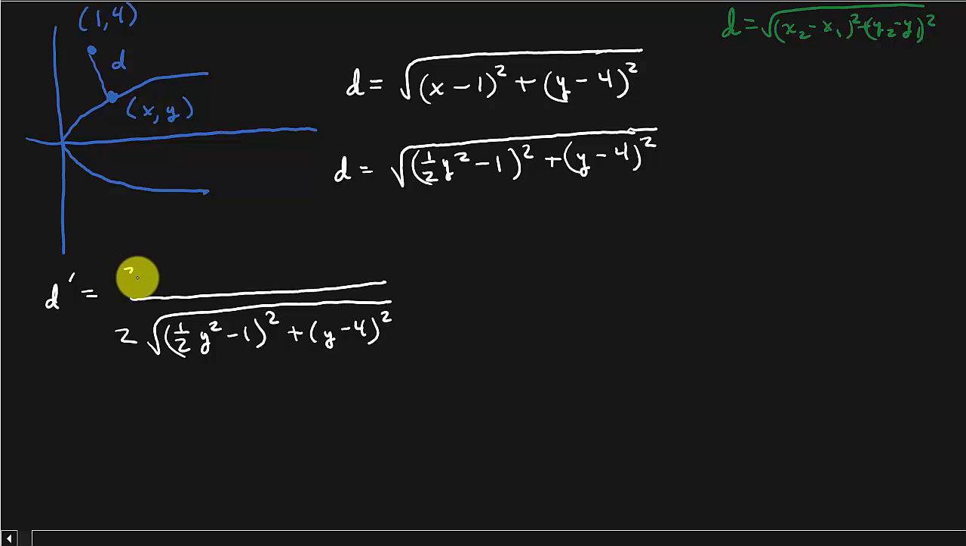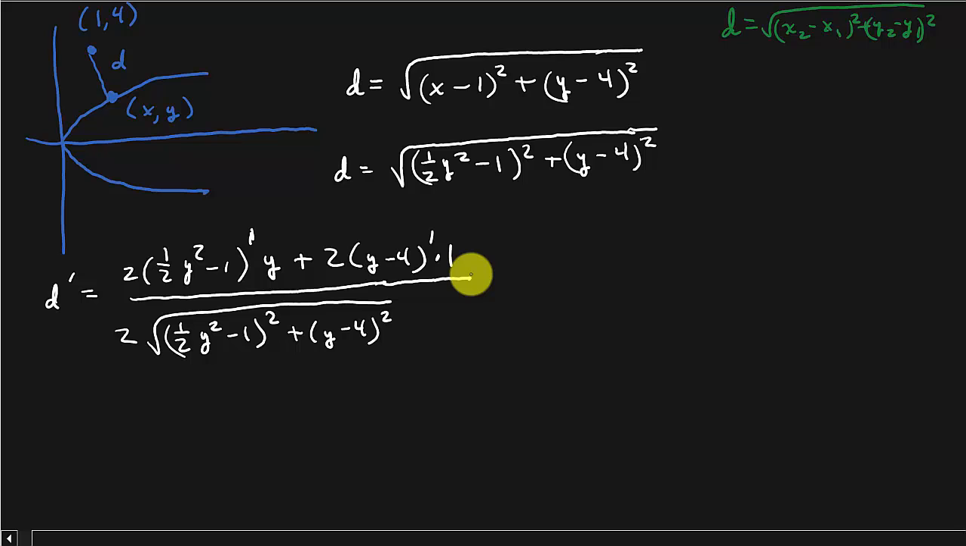So the 2 comes down times 1/2 y squared minus 1, subtract 1 from the exponent, so that's to the first power, times the derivative of what's inside the parentheses, which in this case is just y. And then plus, chain rule again, 2y minus 4, that's to the first power, times the derivative of what's inside the parentheses, which is 1.